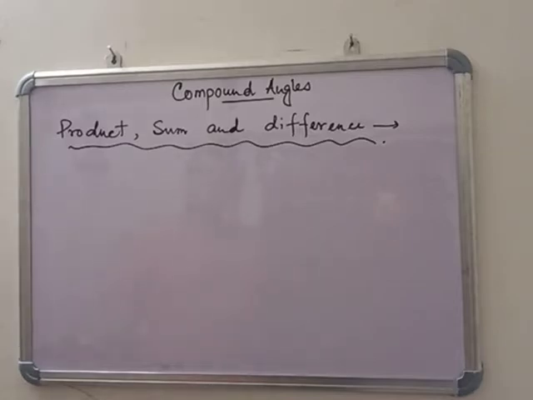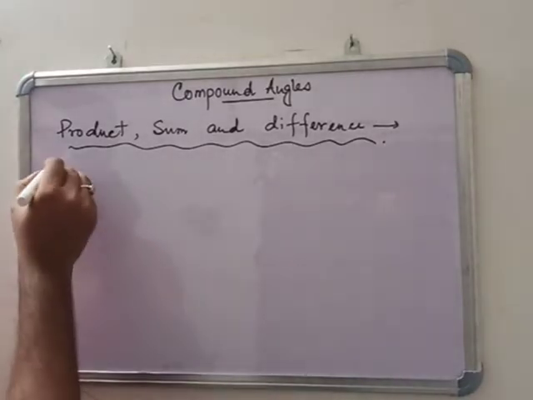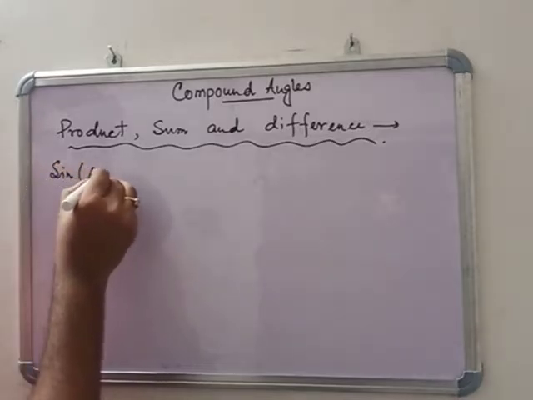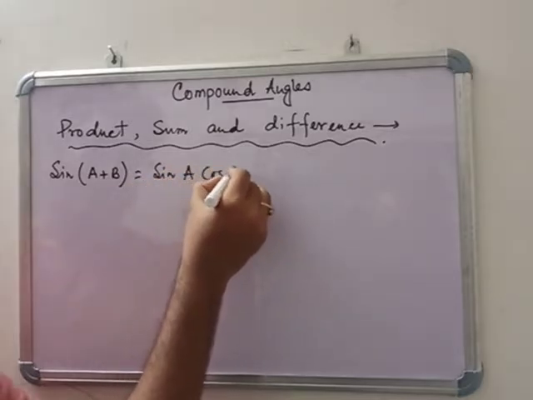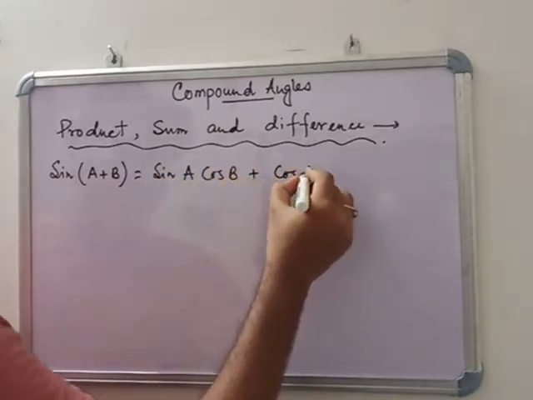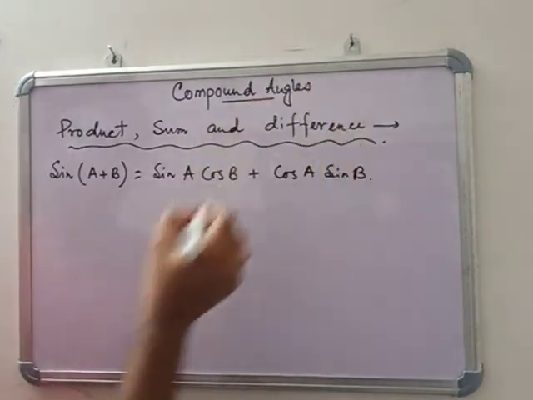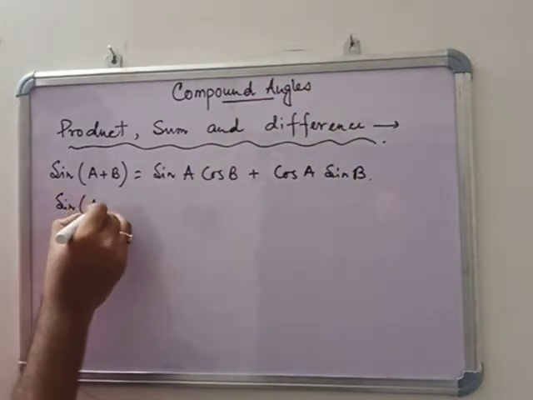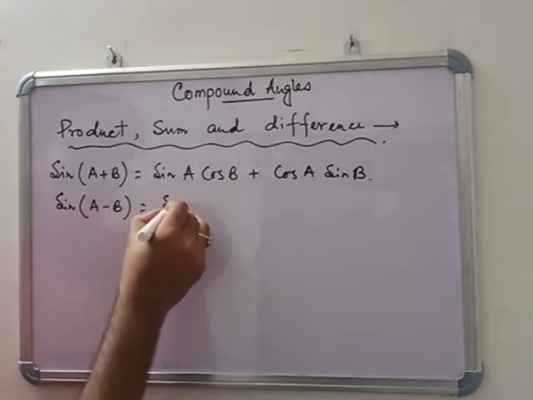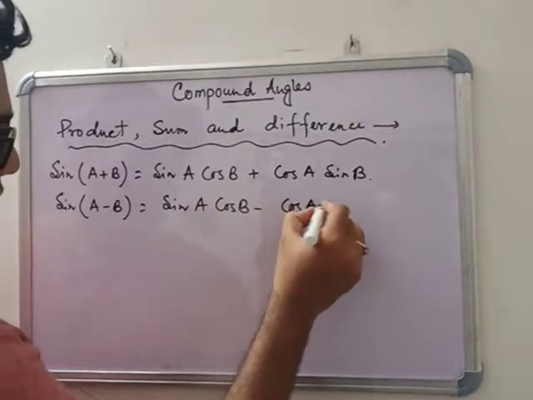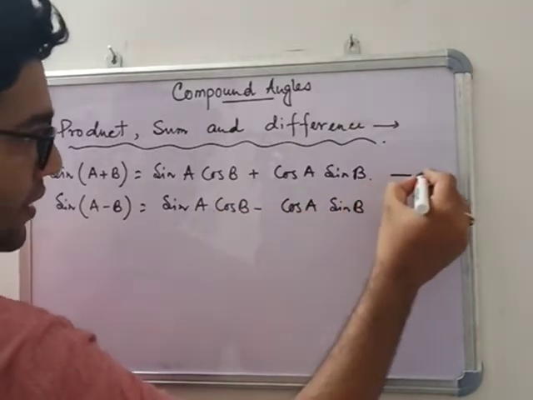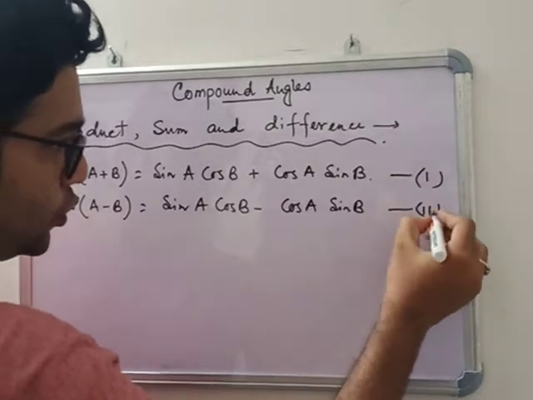Today we are going to discuss the product, sum and difference of compound angles. Now see that sine of a plus b equals sine a cos b plus cos a sine b, and similarly sine of a minus b equals sine a cos b minus cos a sine b. This is number 1 and this is number 2.